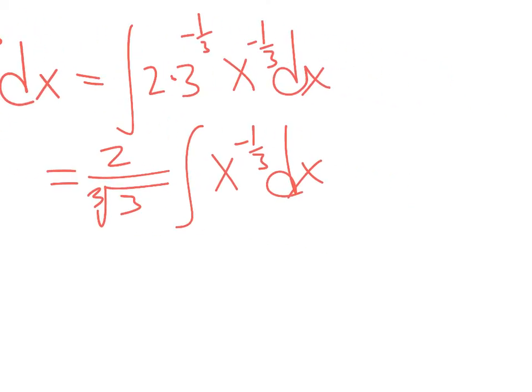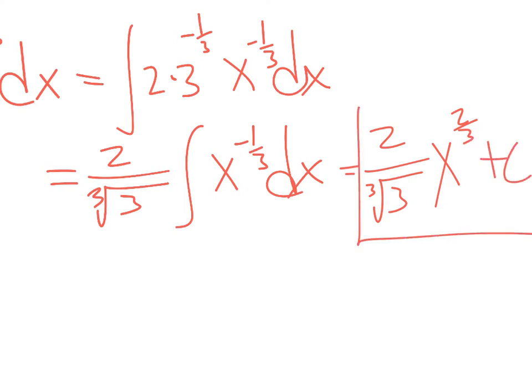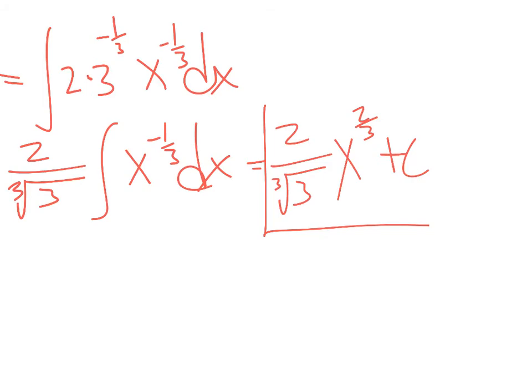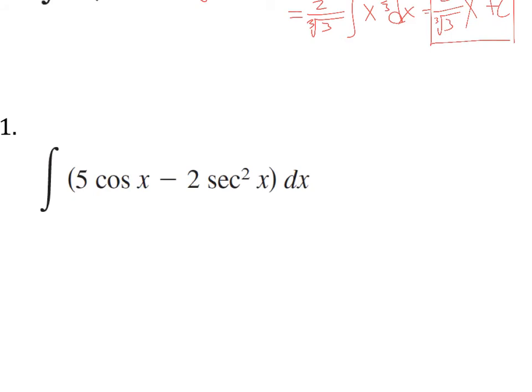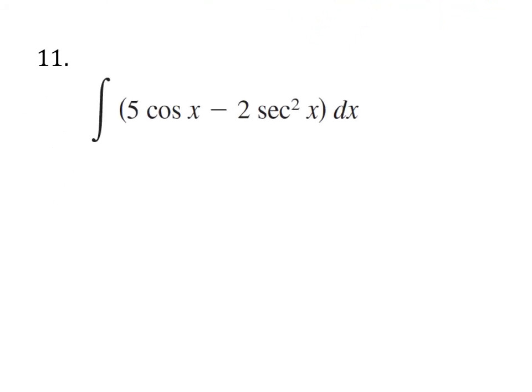And so that just gives us 2 over cube root of 3. And we're going to add 1 to the exponent. We add 1 to negative 1/3, and that's positive 2/3. Okay, so we have x to the positive 2/3 plus c. That c can be in parentheses or out like that, either is fine. All right, cruising along here.